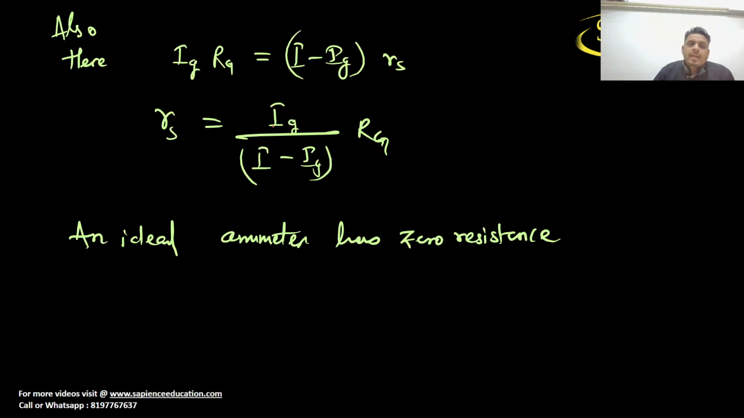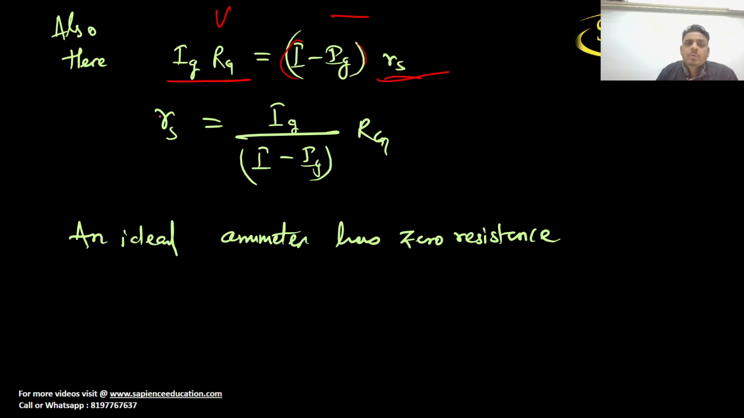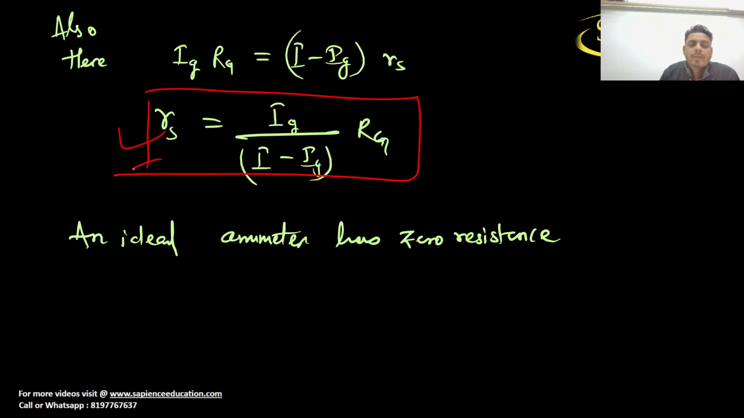Also, we know that Ig into Rg is equal to (I minus Ig) into Rs. Why? Because the voltage will remain the same at this point, as both are in parallel. So Ig into Rg will be equal to (I minus Ig) into Rs. So from here we can find Rs, the resistance of the shunt. If you want to find the resistance of the shunt, you can use this formula. An ideal ammeter has zero resistance, so we will try to reduce this resistance to zero.